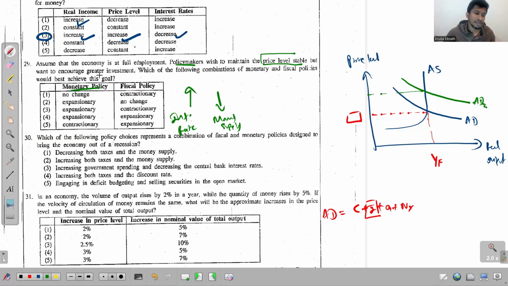On the other hand, if they need to encourage investment, they can increase the government investment. So what happens when the government investments get increased?